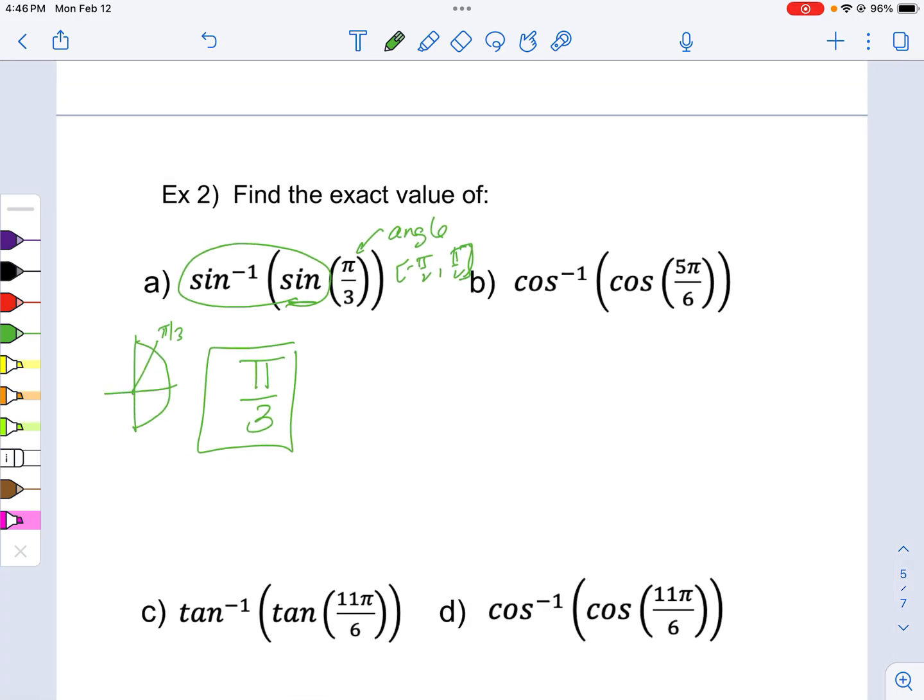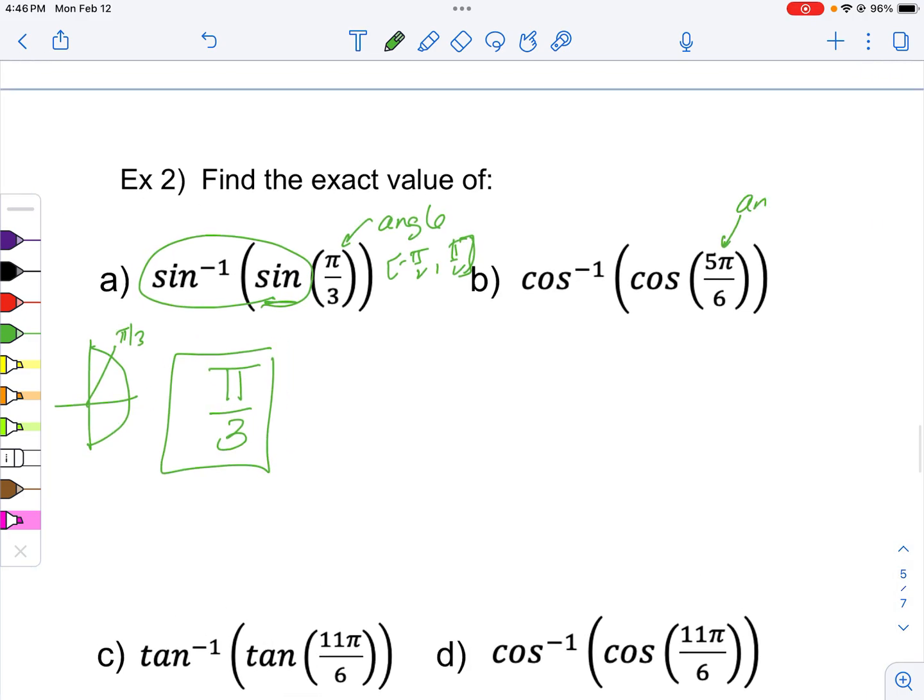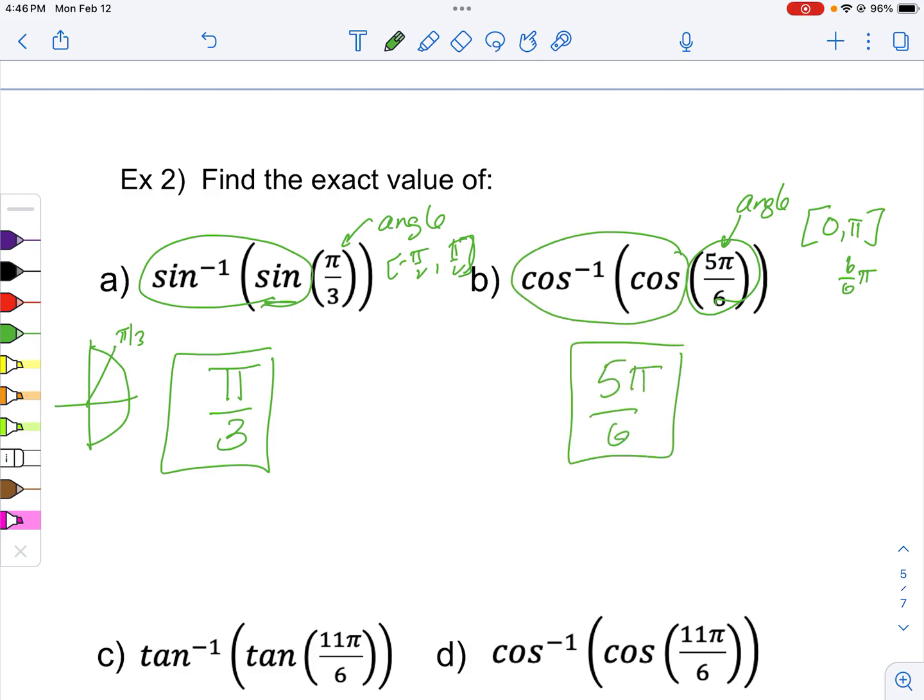That is an easy one. Okay, now cosine. Again, cosine is always followed by an angle, but the restrictions for cosine are a little bit different. Those are 0 to π for our angles. Well, since π would be 6π/6, and this is 5π/6, that is within the 0 to π range. So then these undo each other, and our solution is just 5π/6. Okay, so again, you're probably thinking, wow, this is really easy. Now we're going to get to the more difficult ones.